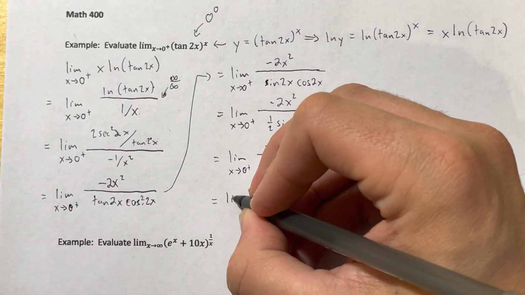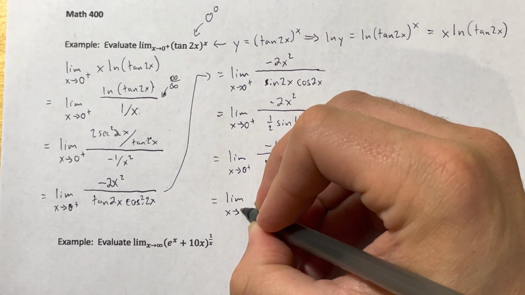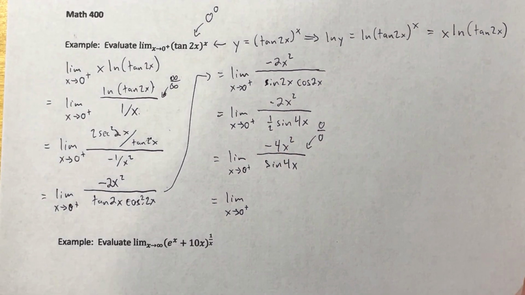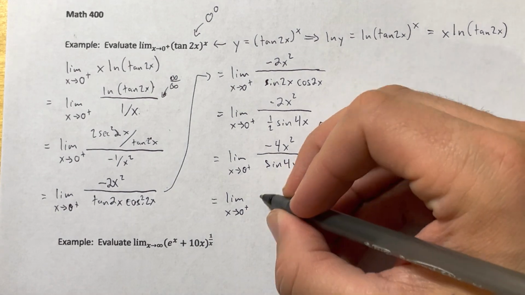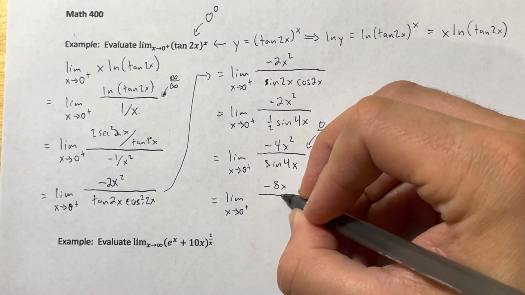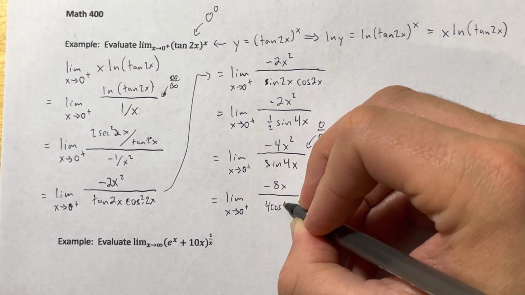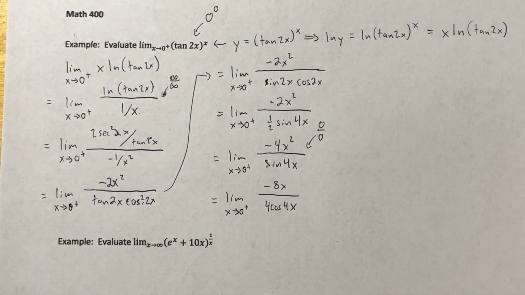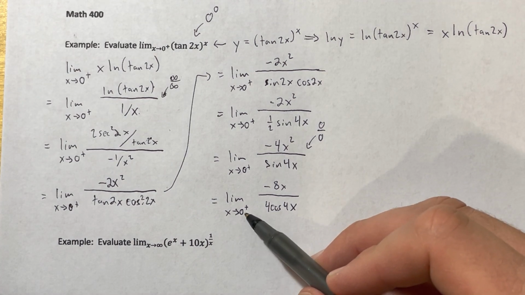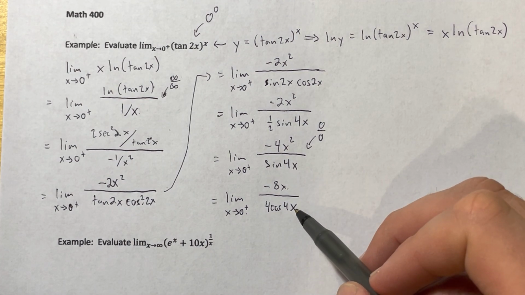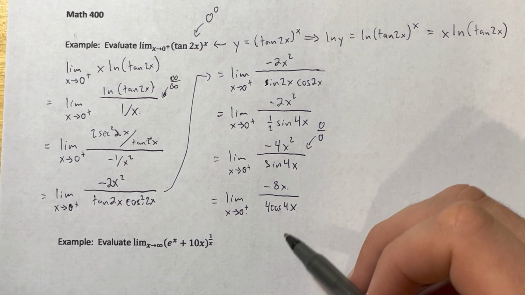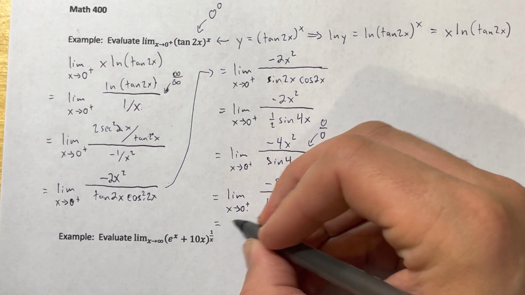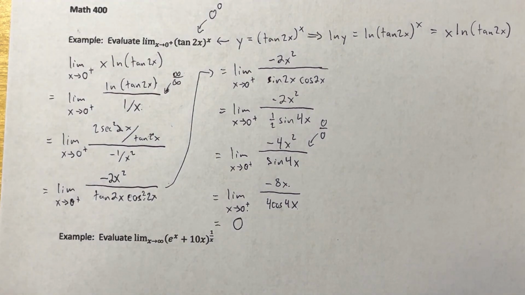Again, this becomes the limit as x approaches 0 from the positive side of, this would become negative 8x, and down here I'm going to get 4 cosine of 4x. Now this I can evaluate using direct substitution, because if I were to plug a 0 in, I get a 0 in my numerator, but a 4 in my denominator. Cosine of 0 is 1 times 4 is 4. That's equal to 0 over 4, or simply 0.